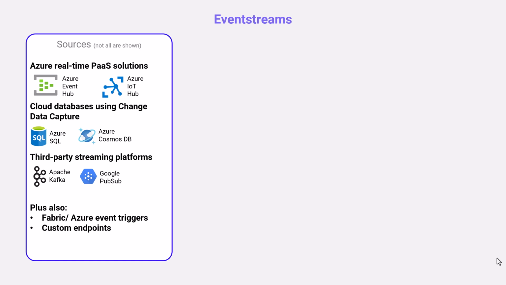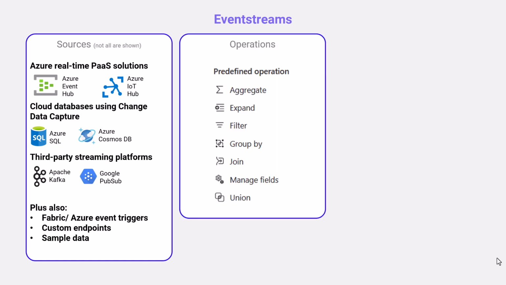You just want to use event streams as your destination in some respects. And there's also some sample data, and some of the examples that we're going to be looking at are going to include that sample data so that you can play along at home and use the same data sets really easily. So let's look at some of the operations that you can perform on these incoming streams now.